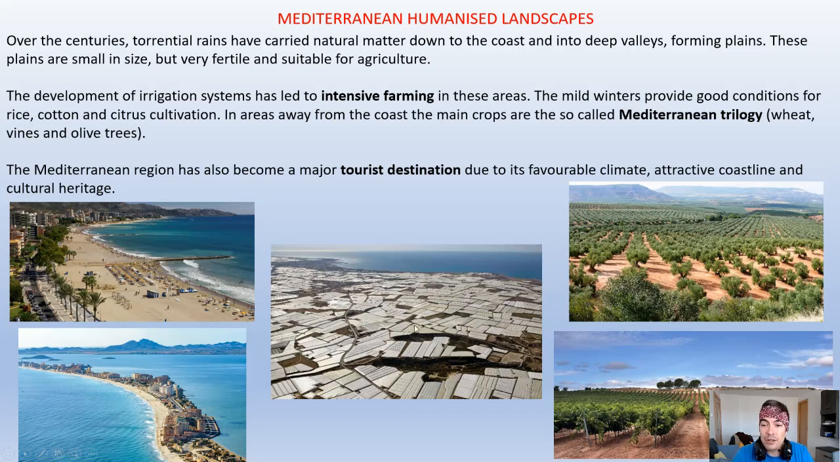So the mild winters provide good conditions for rice, cotton, and citrus cultivation. In areas which are a bit far from the coast, the main crops that are cultivated are the so-called Mediterranean trilogy that we have to know, which is wheat, vines, and olive trees, trigo, vid y olivo. Here you have two examples of olive trees and vines.